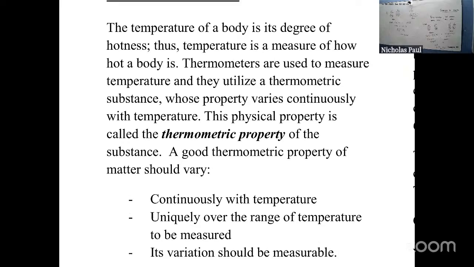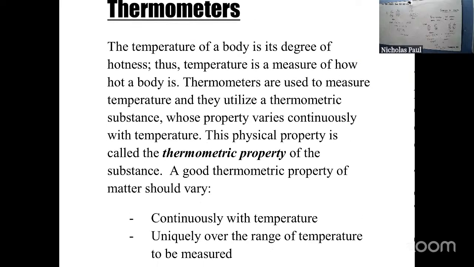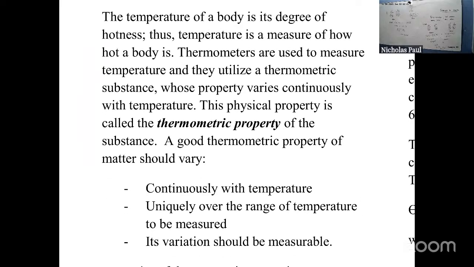All right. So let's start here with the beginning. Thermometers. The temperature of a body is the degree of its hotness. Thus, temperature is a measure of how hot a body is. Thermometers are used to measure the temperature and they utilize a thermometric substance. Some of them have mercury, some of them have alcohol. What else? Gotta remember that particular one.